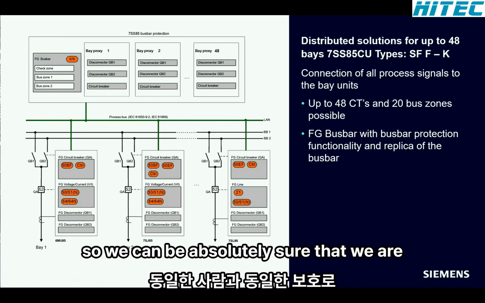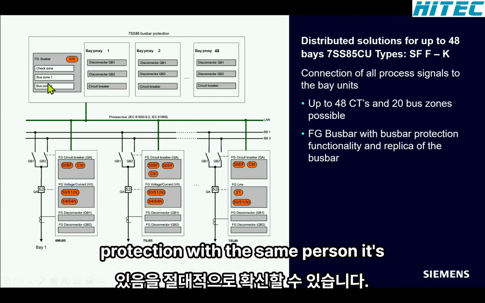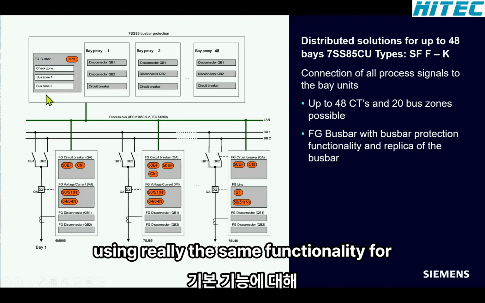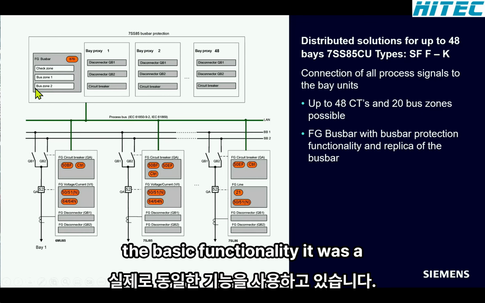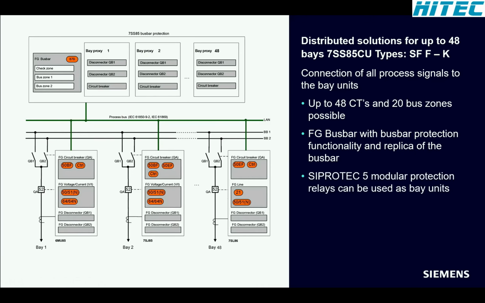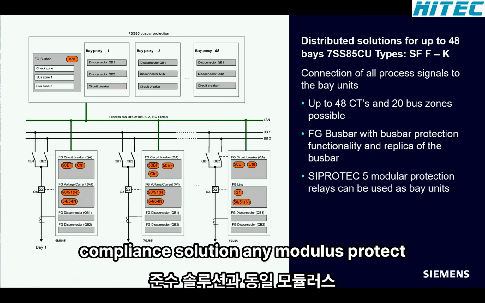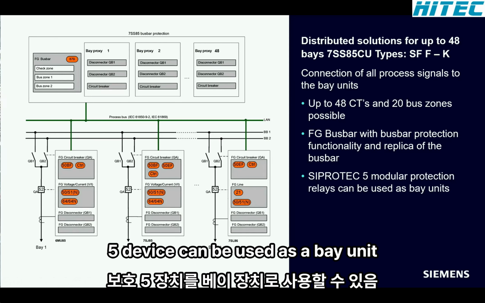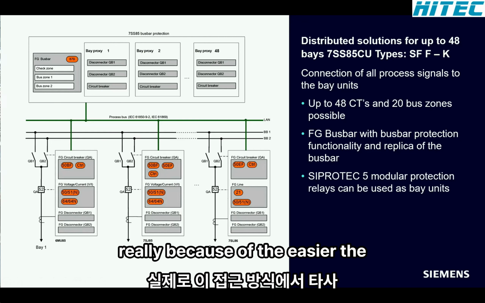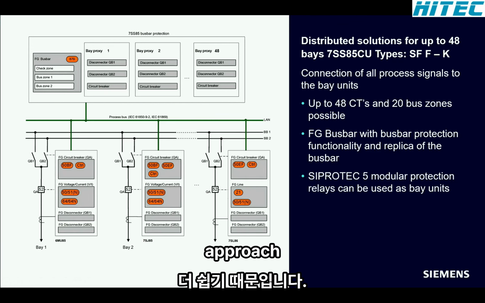So we can be absolutely sure that we are using the same algorithms with the same checksum protection, with the same bus zone. It's really absolutely the same code. We are using really the same functionality for the basic functionality for the distributed busbar protection. It's the same like in the IEC 61850 compliant solution. Any modular Protect 5 device can be used as a bay unit. What is not possible in this approach, because of the automated and easier engineering, is to use a third-party merging unit.